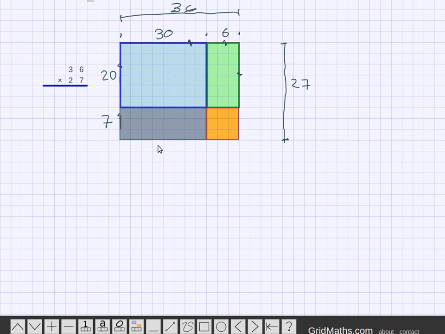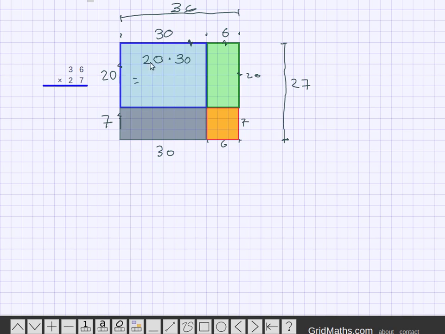So that along there is 30, from there all the way along to there. And then the length of this one is 6. The height of that orange box is 7. This one here is 20. So you can see I've labelled everything. I know everything about this diagram, even though it's not exactly to scale, it's still correct. So this big chunk of blue is 20 by 30.